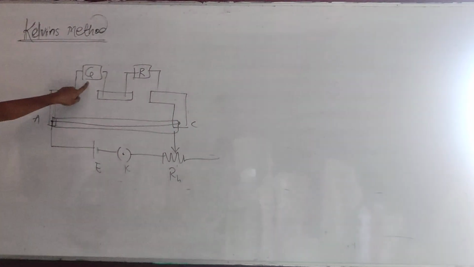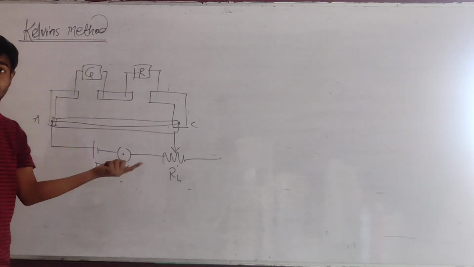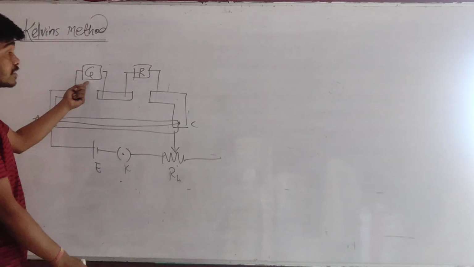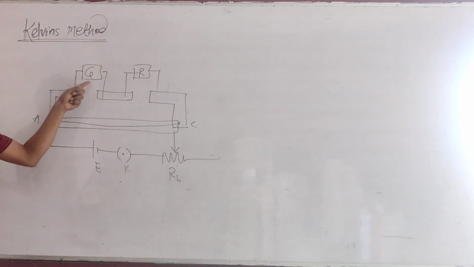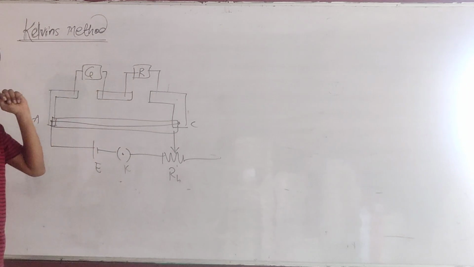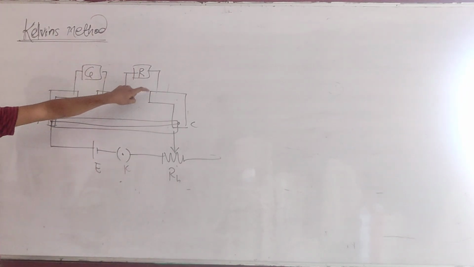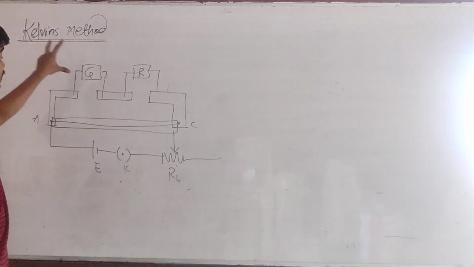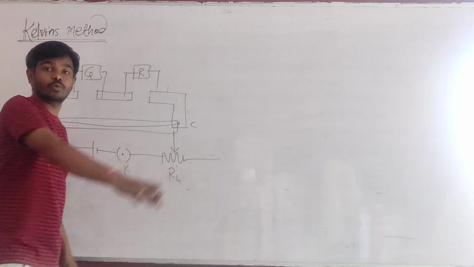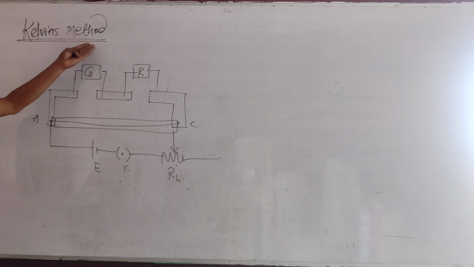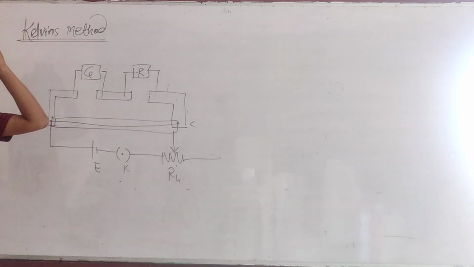So this galvanometer G is connected in the left gap, and its resistance is to be calculated. Say that resistance is G; we can find the value of G by using this network by the Kelvin method. The known resistance box is connected in the right gap of the meter bridge, and the whole setup is fixed on the rectangular wooden board. This is called the Kelvin method to determine the resistance of the galvanometer.